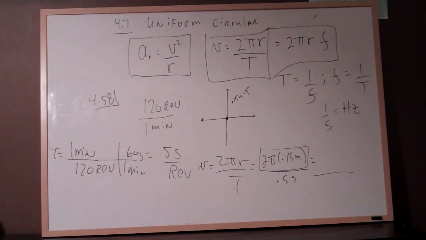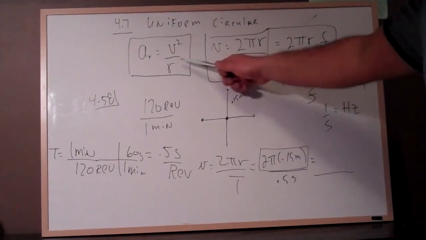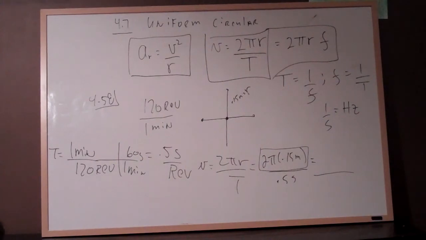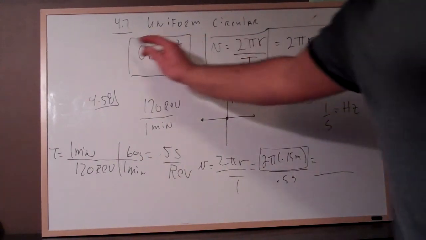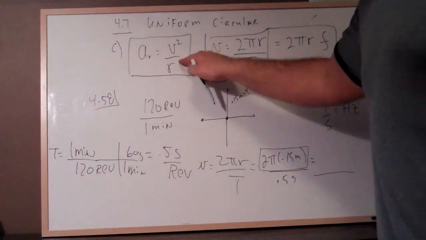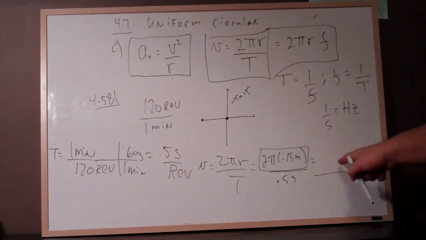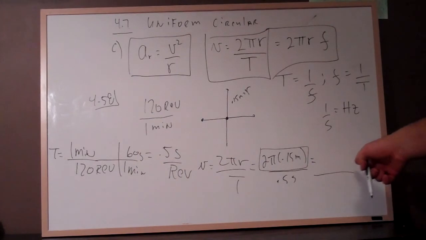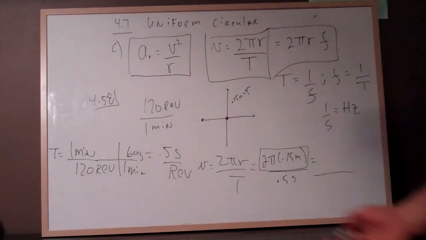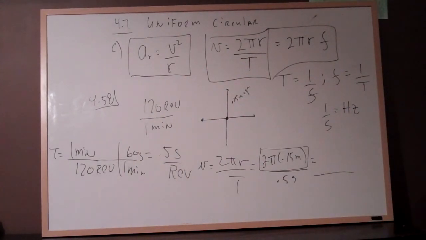And then part C, the magnitude of the centripetal acceleration. So again, some people call it radial acceleration, some people call it centripetal acceleration. You have everything to do part C, v squared divided by r. You know what v is now, the speed from part B. You know the radius is given in the problem, so that's part C.